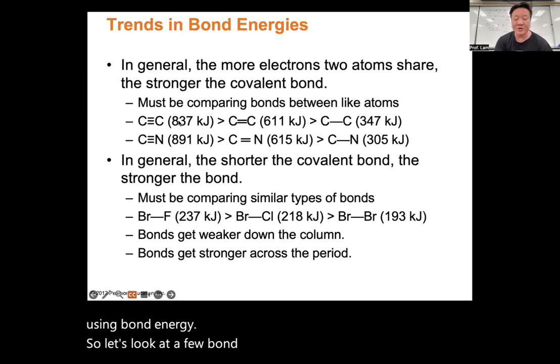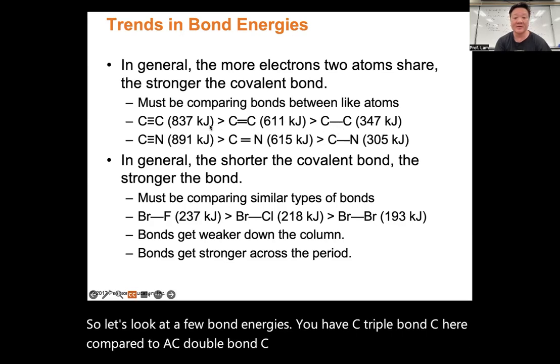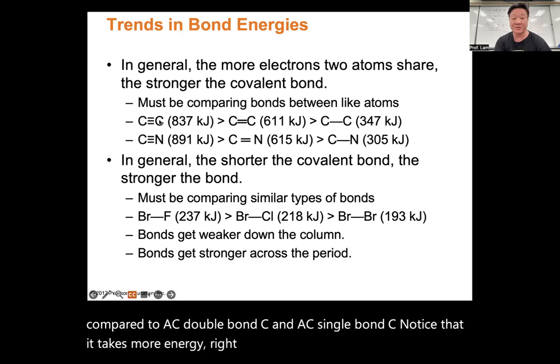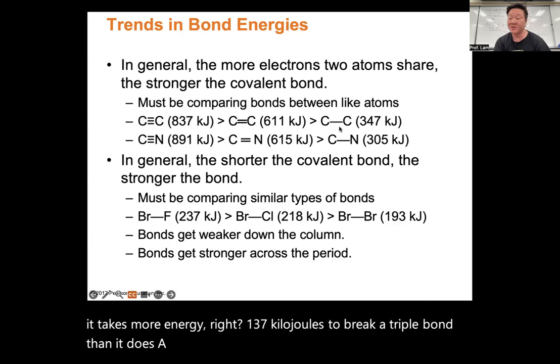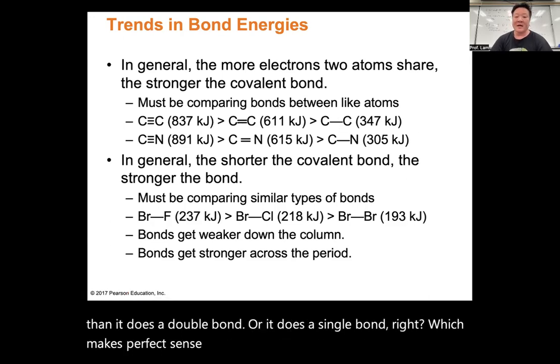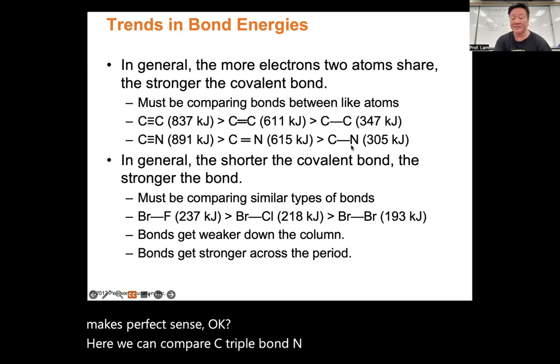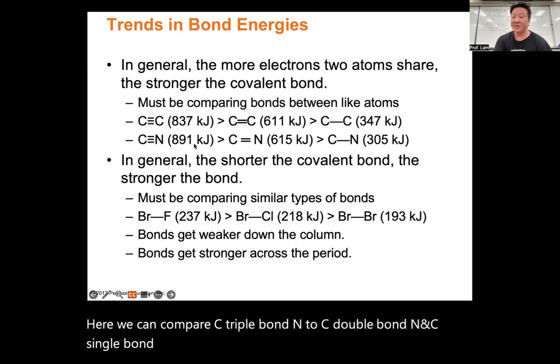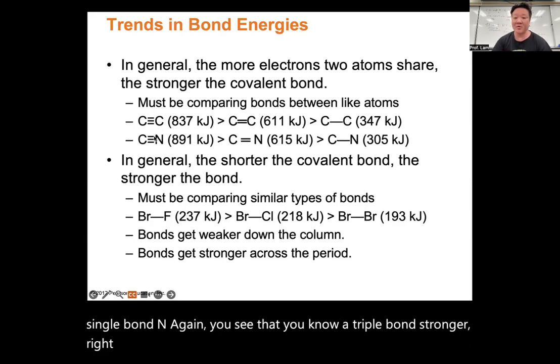You have C triple bond C here compared to a C double bond C and a C single bond C. Notice that it takes more energy, 837 kilojoules, to break a triple bond than it does a double bond or a single bond, which makes perfect sense. Here we can compare C triple bond N to C double bond N and C single bond N. Again, you see that a triple bond's stronger, and so it's going to take more energy to break that bond than, say, a C–N single bond.